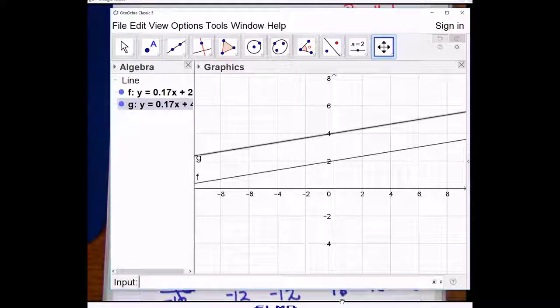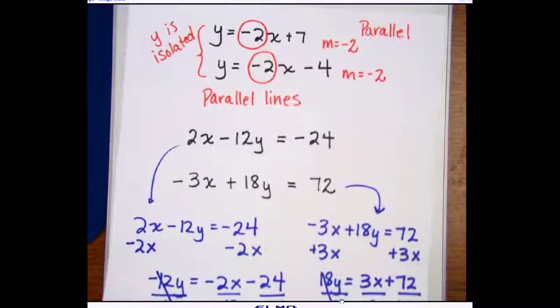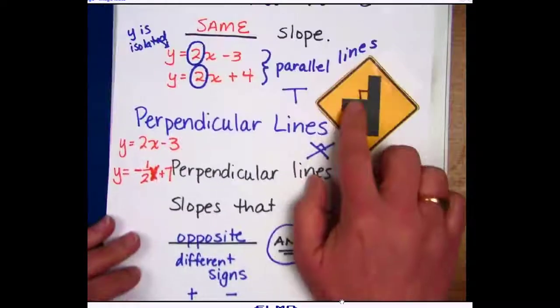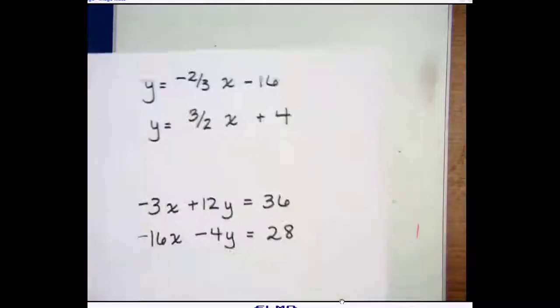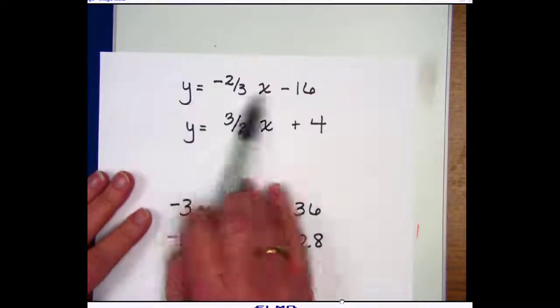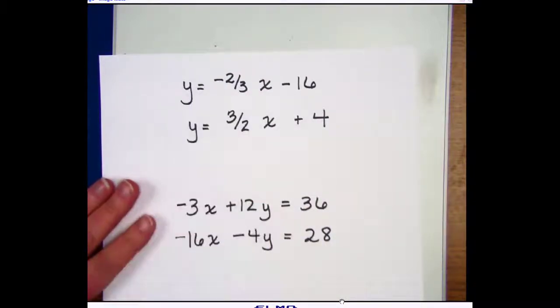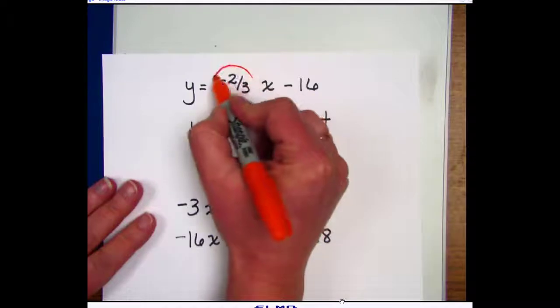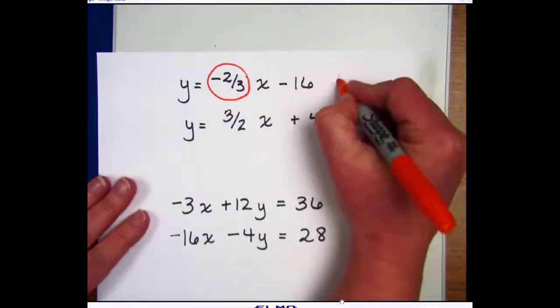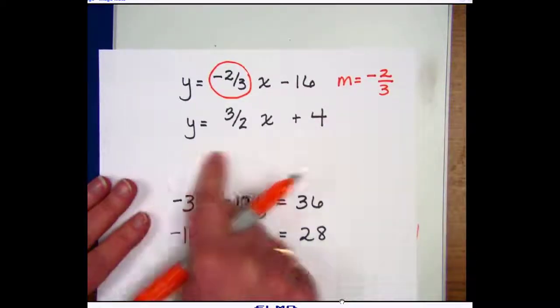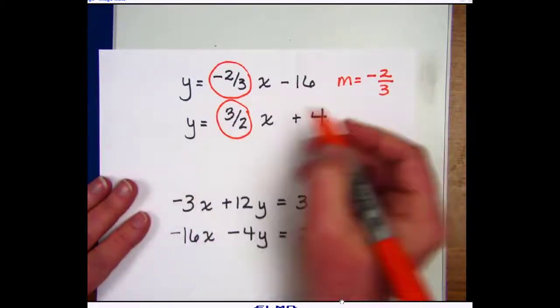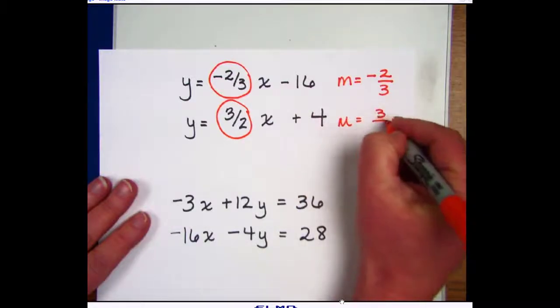Now, let's turn our attention to perpendicular lines. Again, we said that perpendicular lines form a right angle, and they have slopes that are opposite and reciprocal. And I have a couple examples here. If my equation is in slope-intercept form, which means y is isolated, I can just read the slope off as the number in front of x. So my slope in this equation is minus 2/3. My slope in this second equation is going to be 3 over 2.